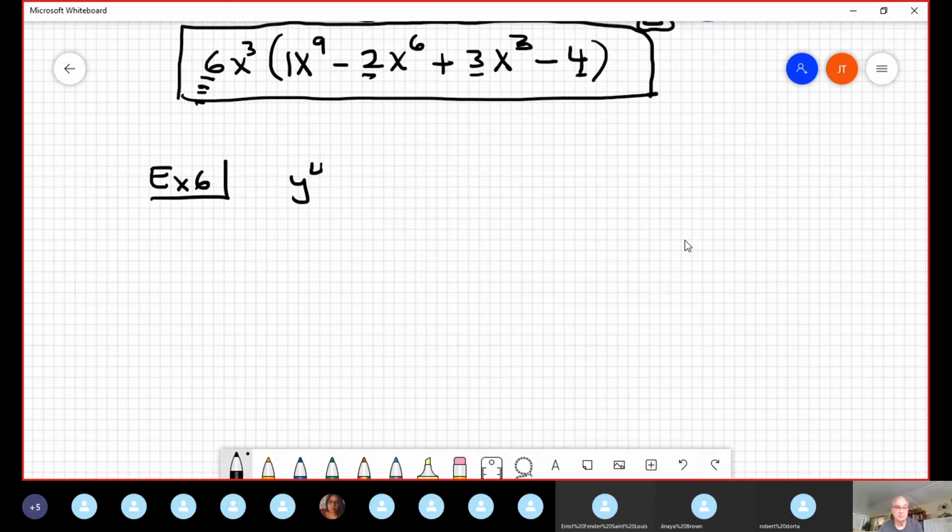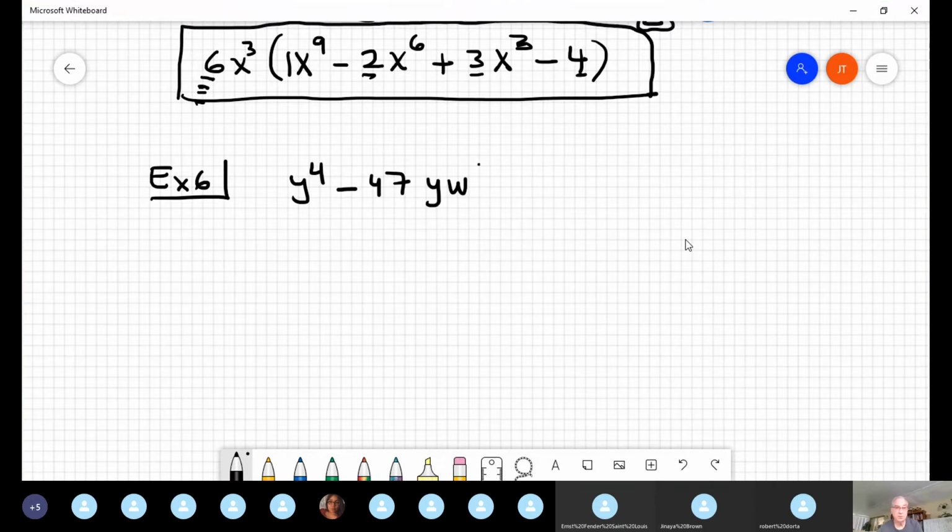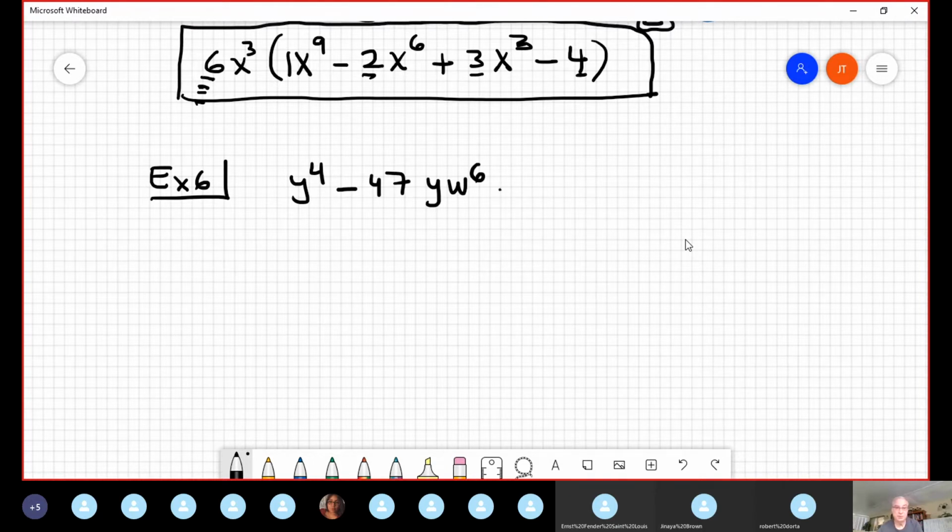Y to the 4th power w^6 times 47, plus 7 y squared w^8, minus 11 y cubed w^6. Okay. Number 1 step, GCF.